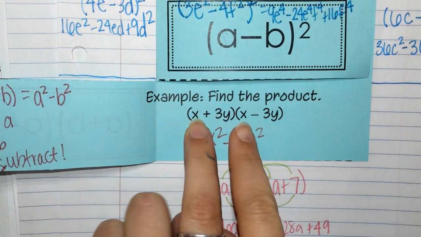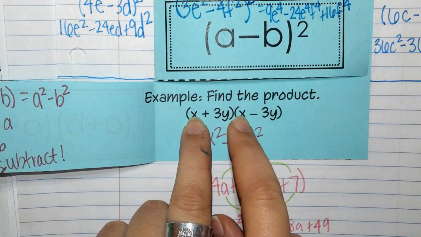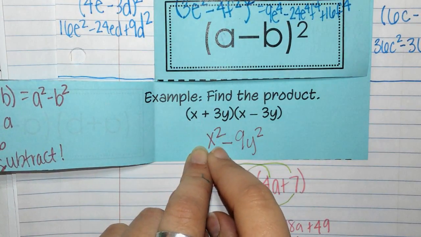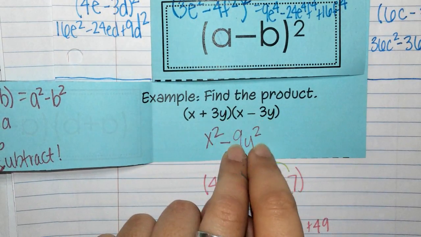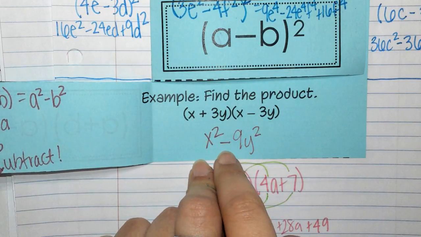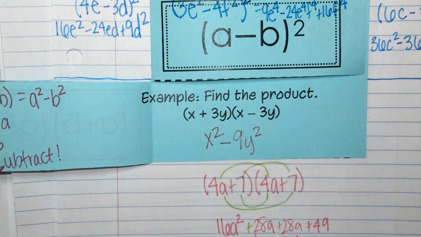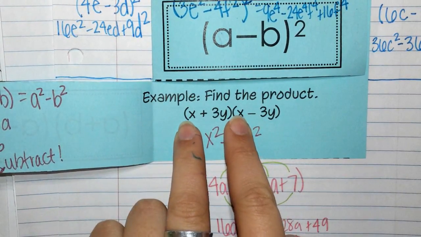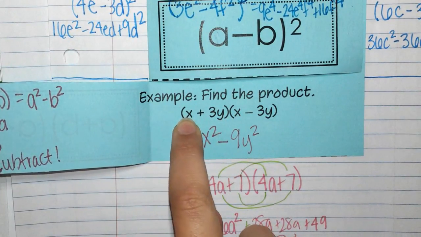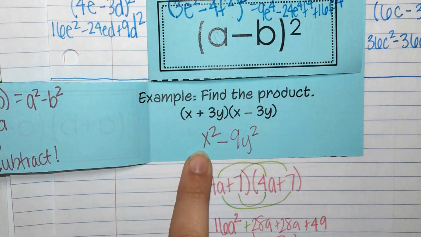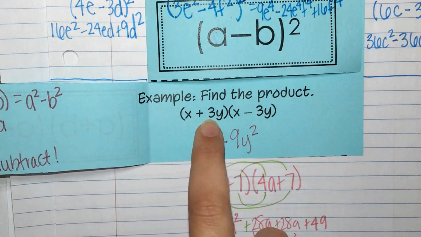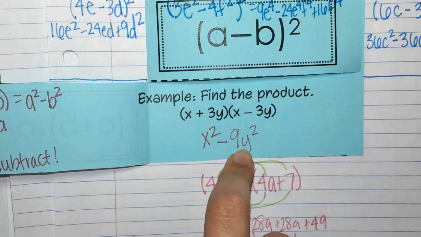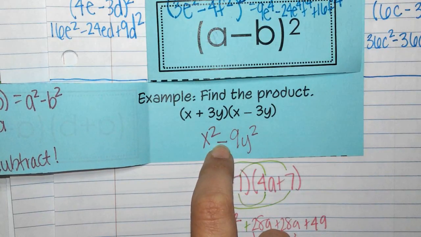Alright, so the first thing you do is you square a. Our a was x. We square it and we get x squared. Then we square our b. Our b is 3y. When we square that, we get 9y squared. And then we subtract them. We square the first term. Our first term is x, so we squared it and we got x squared. Our b, because they're the same thing, you square them. 3y squared is 9y squared. Then you subtract.